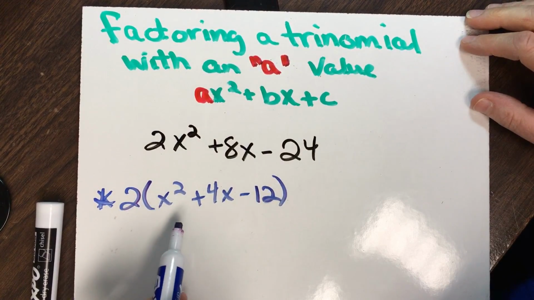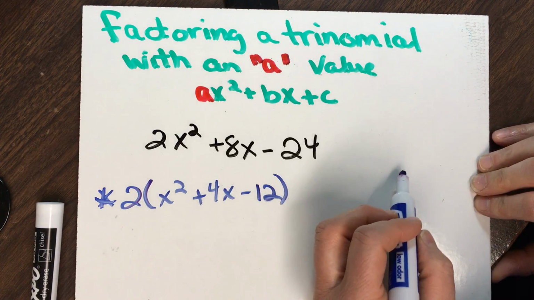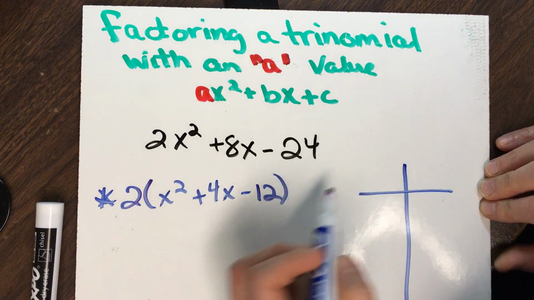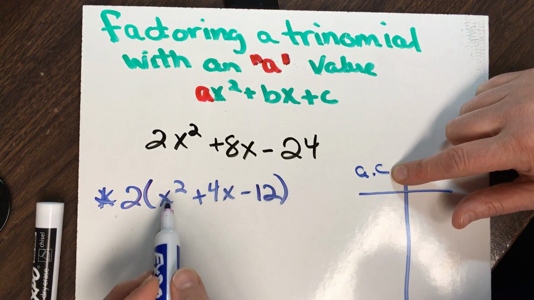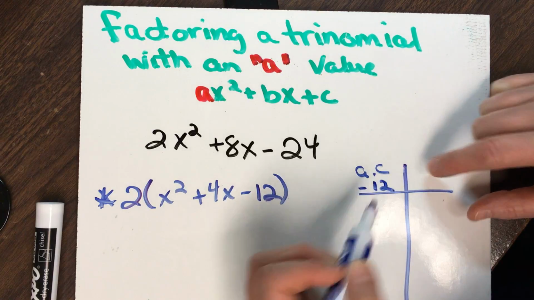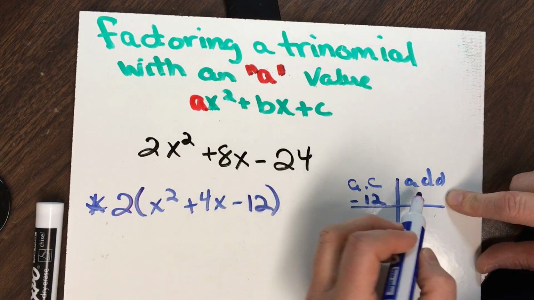This looks exactly like something we've seen before. It's a trinomial. We're going to set it up just like we've done before. So I need to find my pieces, the a and the c. So that's 1 and negative 12. And then that add up, so I'm looking for my factors that add up to 4.